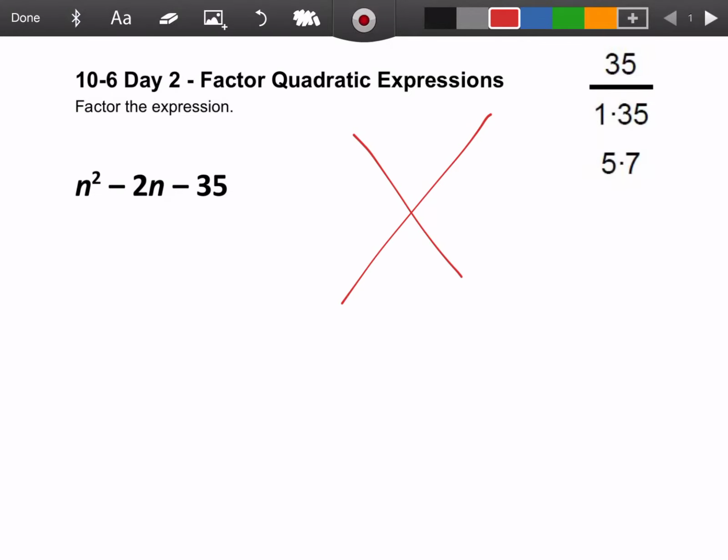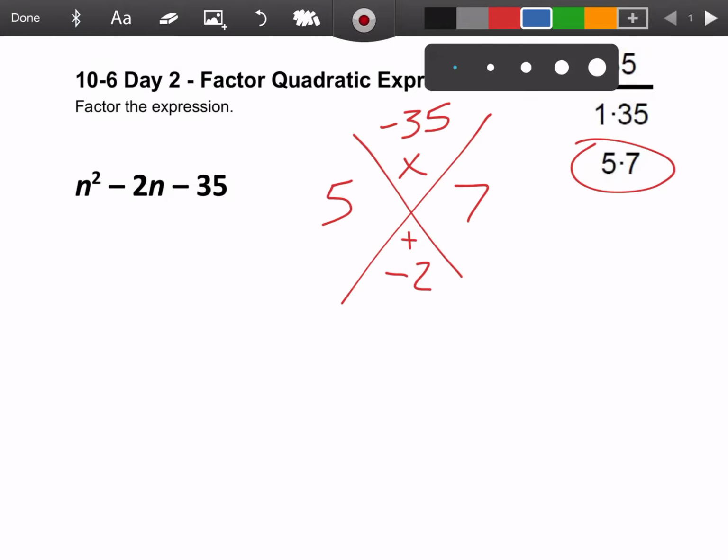So the first thing is we're going to create our diamond. We're going to put negative 35 up here, and we're going to have negative 2 down here. So we have to find two factors that multiply to negative 35 and add to negative 2. And hopefully if you look at your factor sheet for number 35, we have 5 and 7. What I do is I just write 5 and 7 right here, and then I take a look and say, okay, how are they going to add up to negative 2? Well, the only way it's going to be negative 2 is if I make that 7 negative.